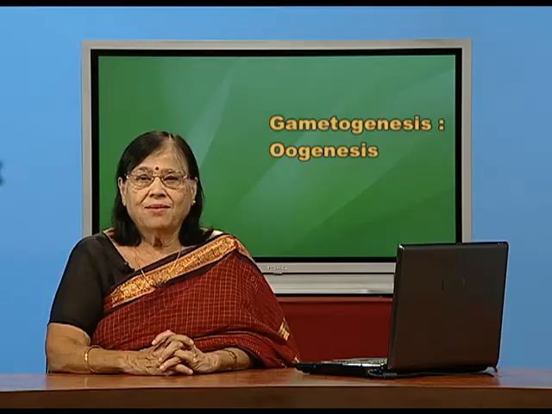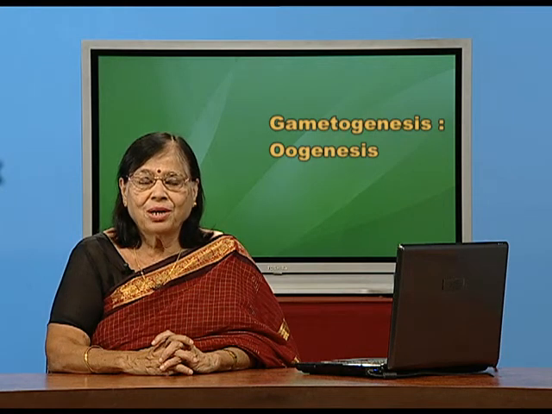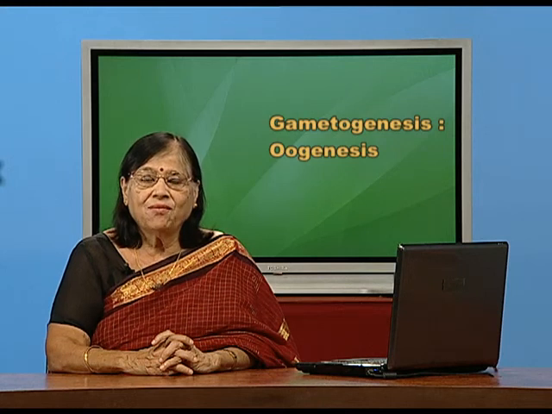So, with this we come to the end of this session on oogenesis, which is gametogenesis in a female body, which involves oocytes and also involves reduction division or meiotic division, and which results in the formation of 1 ovum from 1 oocyte. I hope you have understood it.